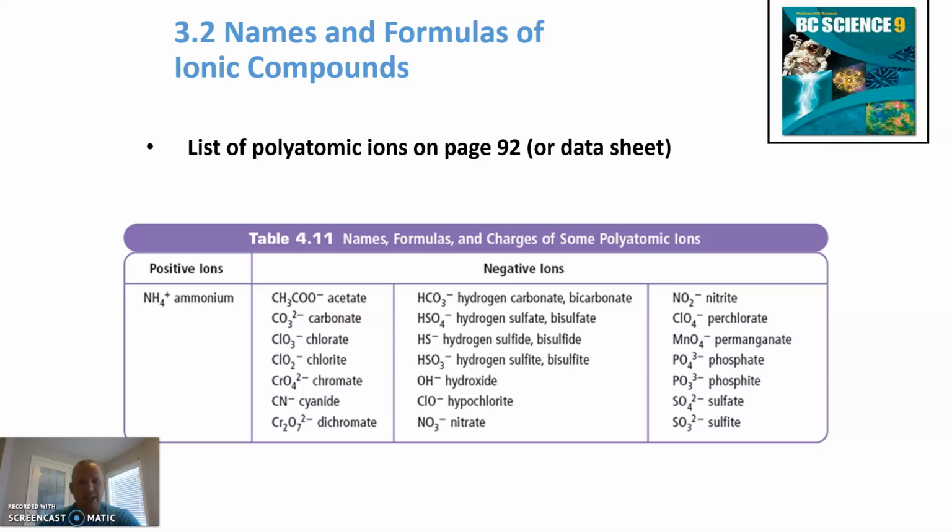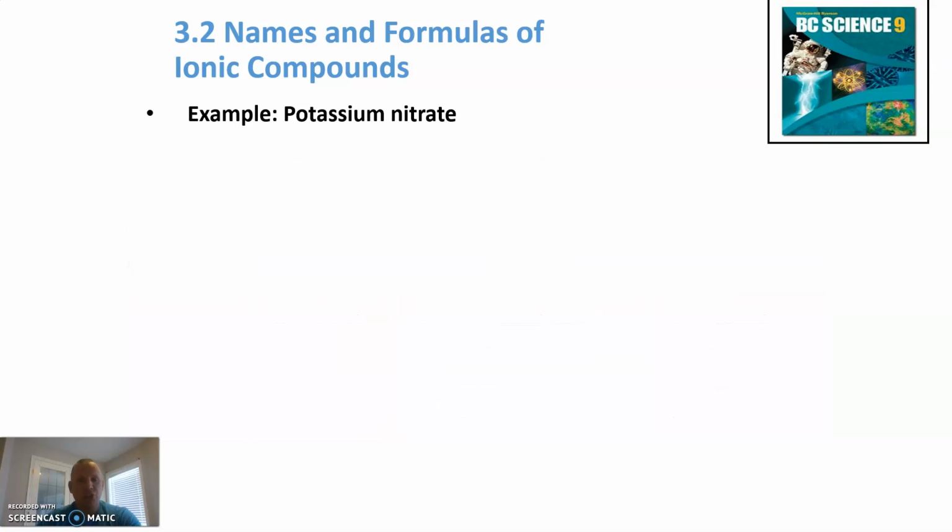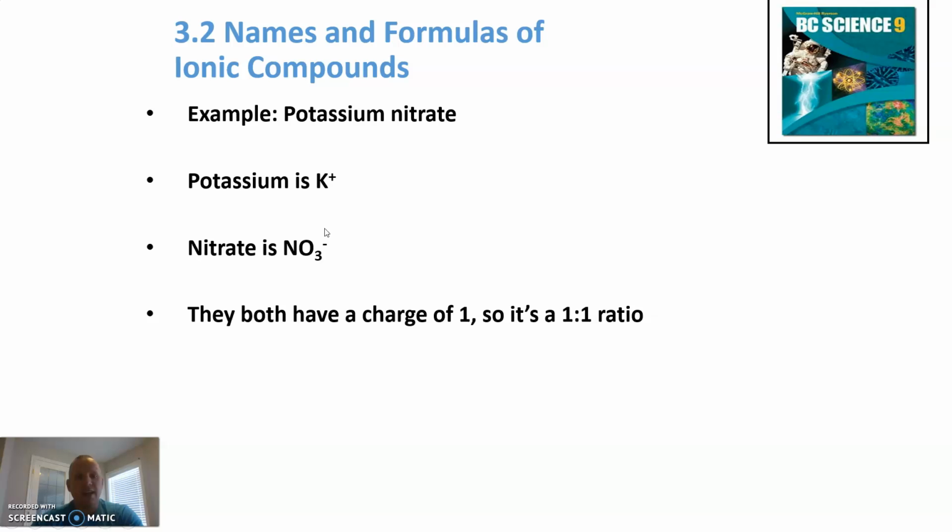So here's the list again. I'll show you an example here: how to write the formula of potassium nitrate. We know potassium is K+. Nitrate from the chart is NO3-. Because this has a charge of +1 and this has a charge of -1, 1 potassium just goes with 1 nitrate. So the formula is just KNO3.